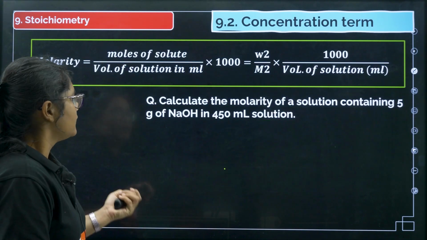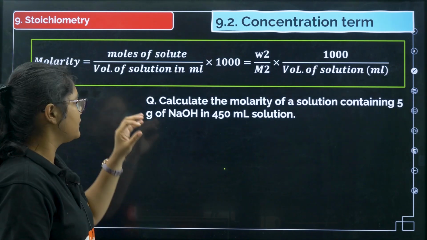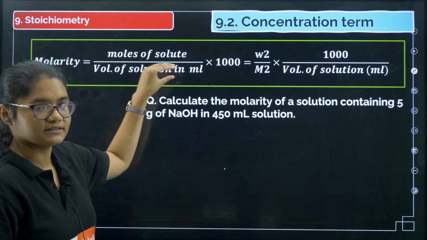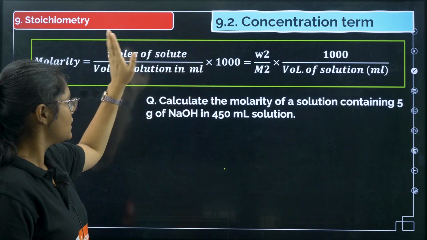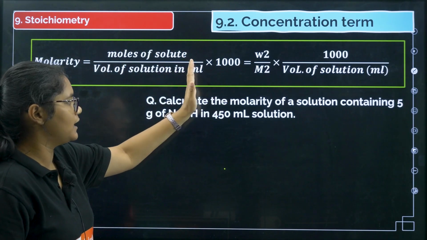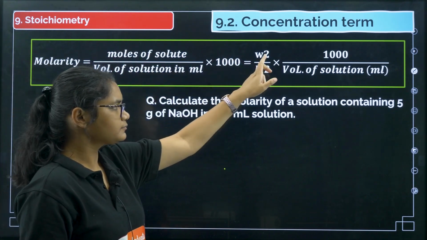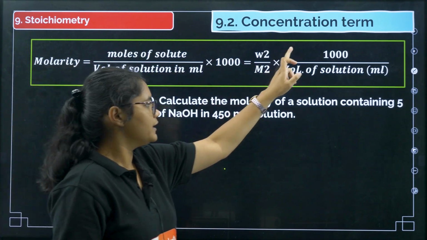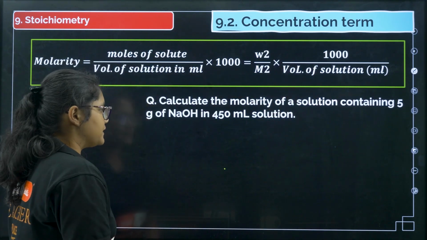Next concentration term is molarity. Here molarity is number of moles of the solute by volume of the solution in ml into 1000. Now how to calculate number of moles? Given mass by molar mass, into 1000 by volume of the solution in ml. Let us see a question here.